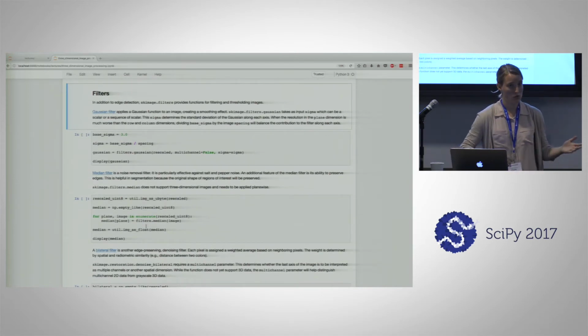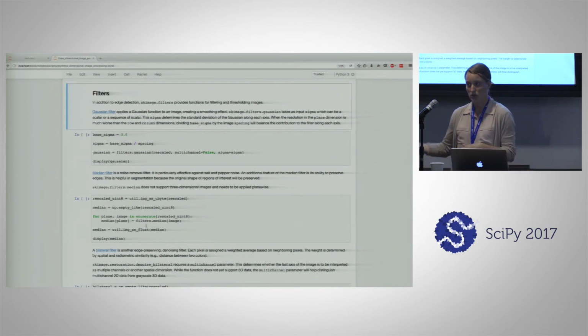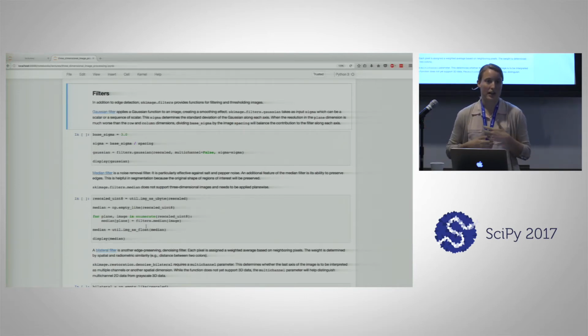So the Sobel operation was a filter. Filters are useful for other things beyond detecting edges. They're really good for smoothing images and for denoising, so removing salt and pepper noise. The Gaussian filter applies a Gaussian function to the image, which creates an overall smoothing effect. It takes as input a sigma, which can be a scalar or a sequence of scalars, and this sigma corresponds to the standard deviation of the filter along each axis.